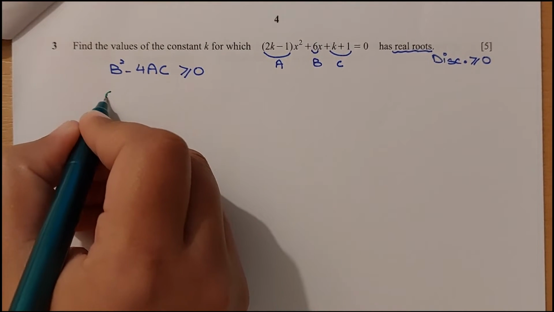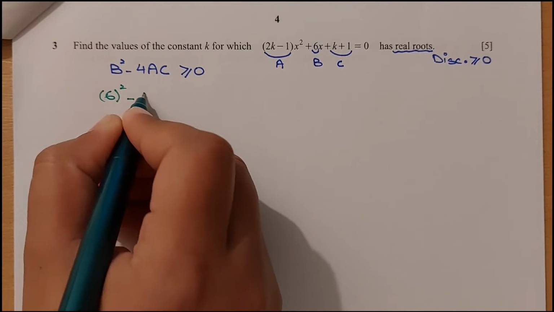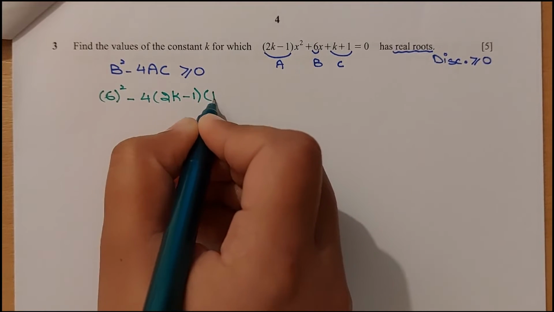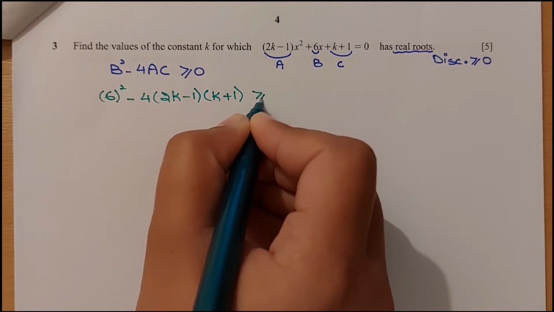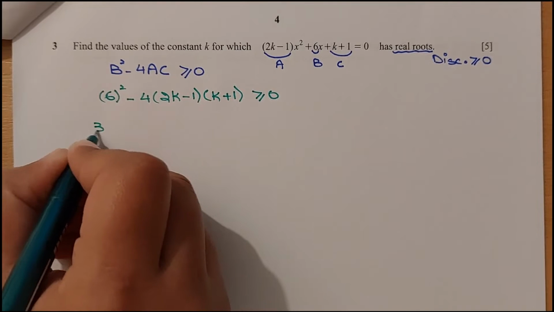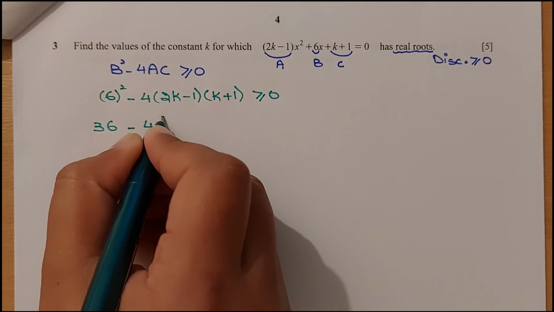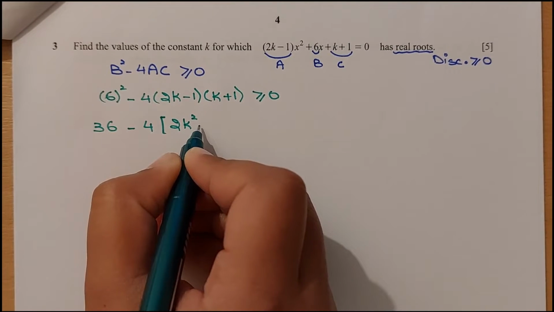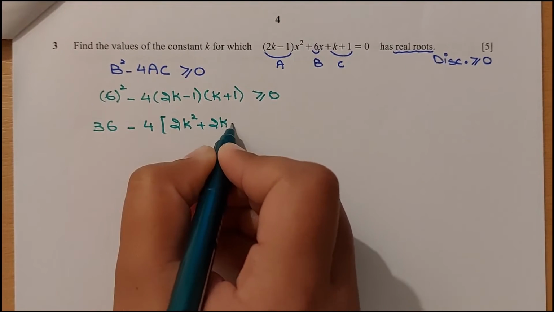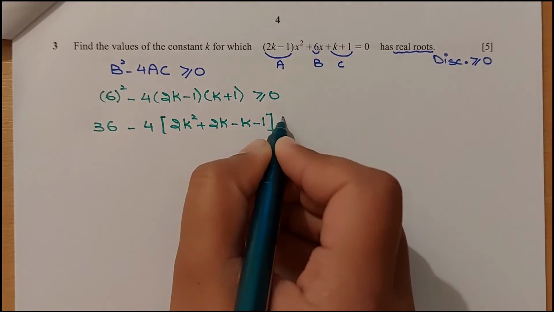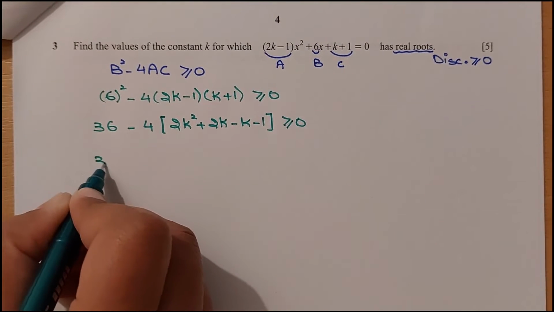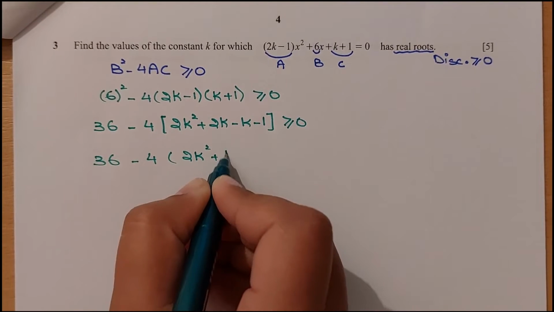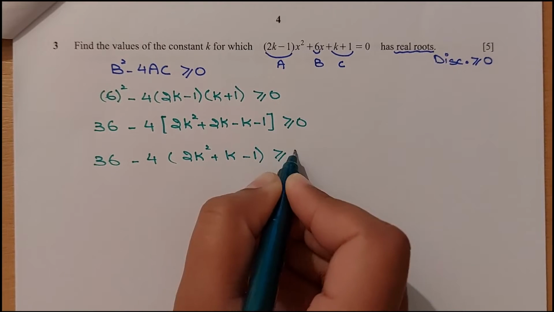b is 6 square minus 4 times the a value, which is 2k minus 1, times the c value, which is k plus 1, that is greater than or equal to 0. 6 square is 36 minus 4 is outside. Let me multiply the terms. 2k times k is 2k square plus 2k minus k minus 1 is greater than or equal to 0. So we have 36 minus 4 into 2k square plus k minus 1 is greater than or equal to 0.